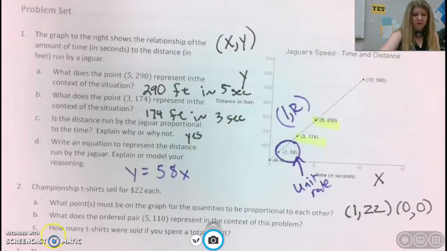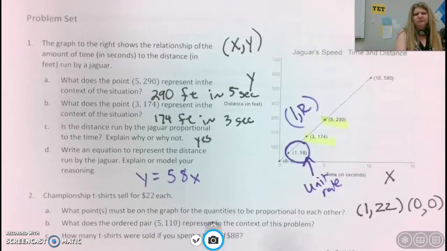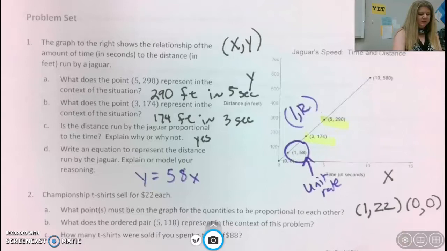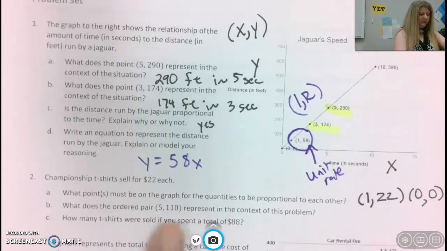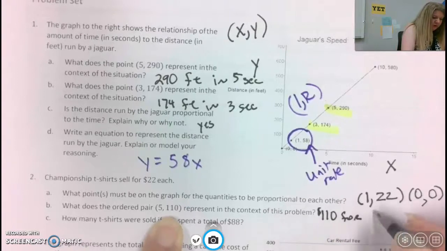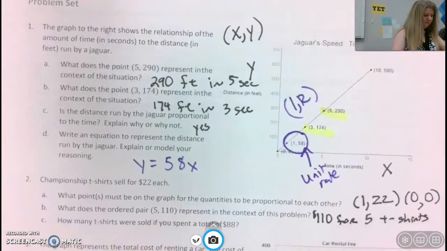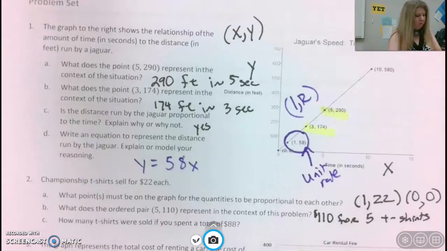And there you go. Now, if we're thinking about this ordered pair, (5, 110), in context of the situation, that means in terms of the situation. So if one t-shirt is $22, this tells me it would cost $110 for 5 t-shirts. I feel like there's not quite enough room on this page, but we'll make do.